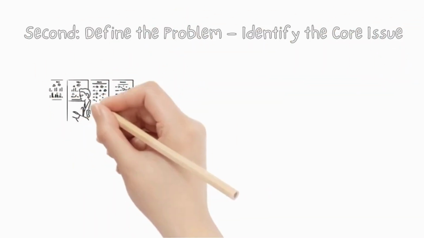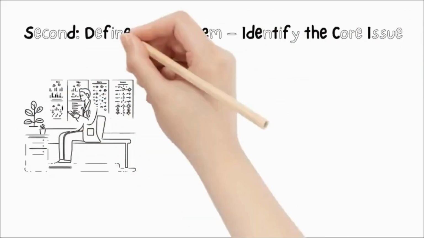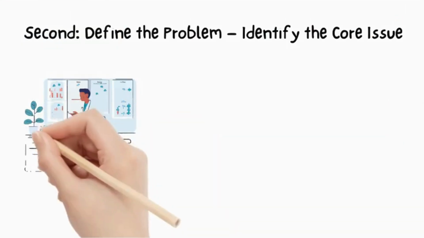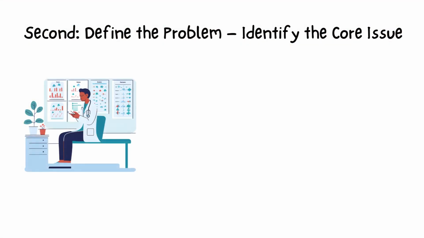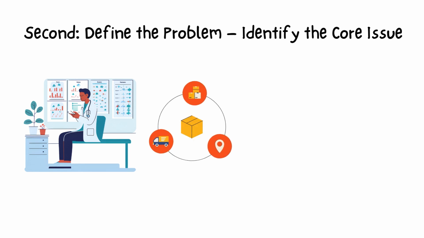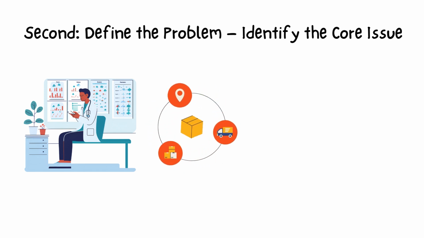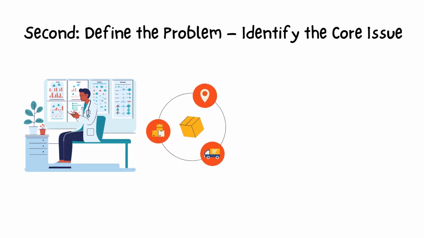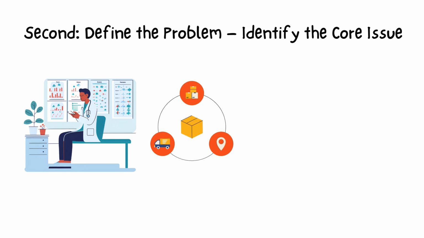Second, define the problem. Identify the core issue. Analogy: it's like a doctor treating not just the symptoms, but identifying the root cause of an illness. Example: a company notices that customers are returning products. Instead of just changing the return policy, they analyze feedback and realize that damaged packaging is often the root cause.